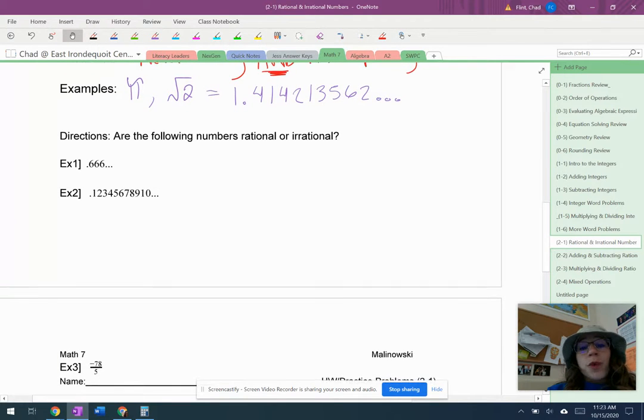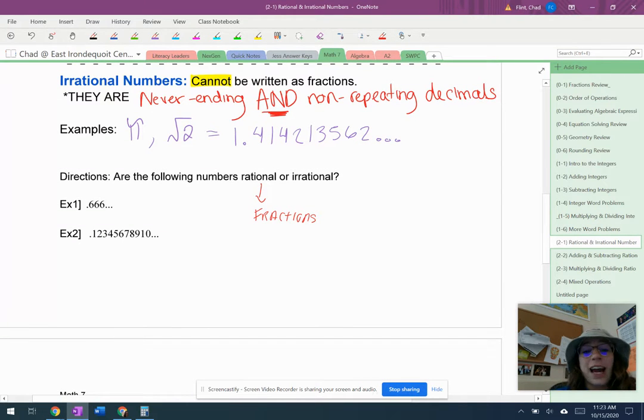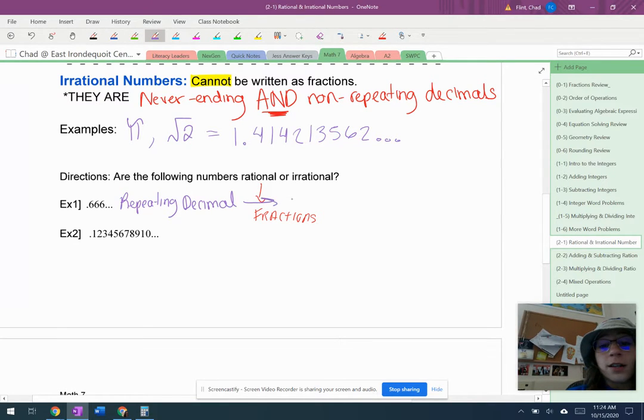Are the following numbers rational or irrational? So remember, rational numbers are fractions. Irrationals, like we just learned, are those never-ending and non-repeating decimals. So here in this first one, I have 0.666... That ... means it's going on forever. And the fact that I don't see any digits other than the 6 tells me that the 6 is repeating. So because this is a repeating decimal, this is a rational number.